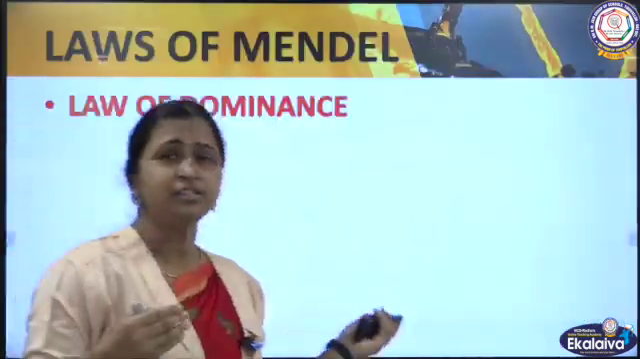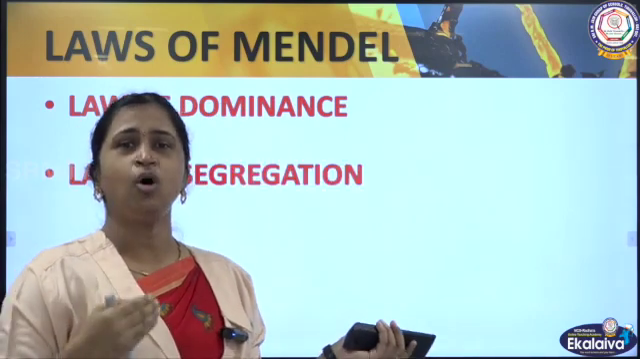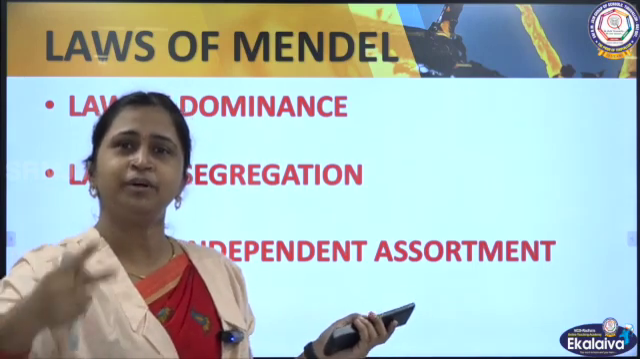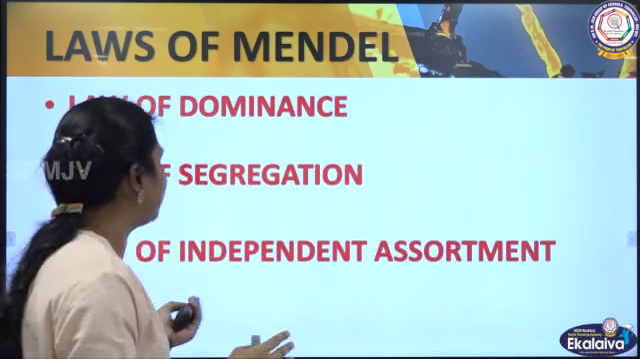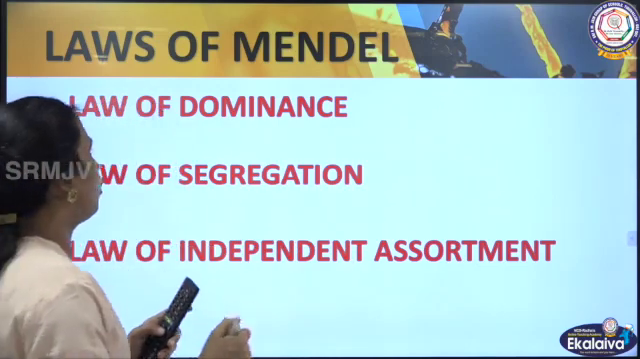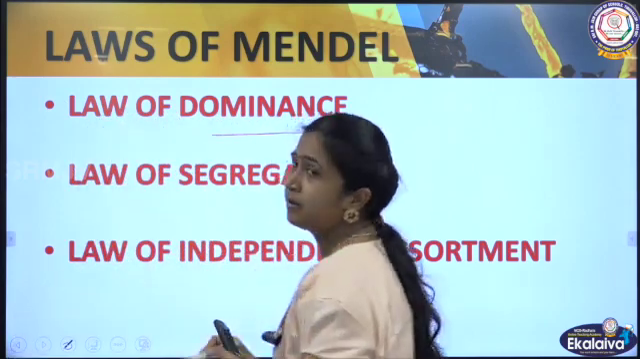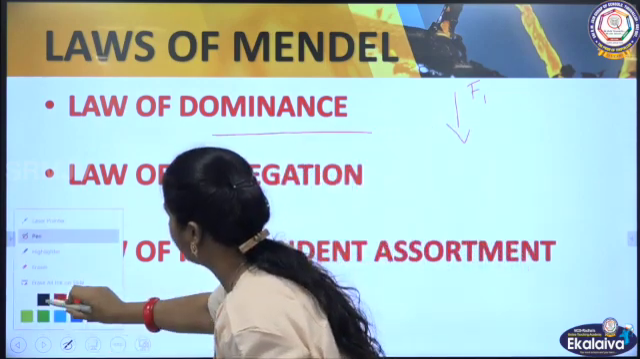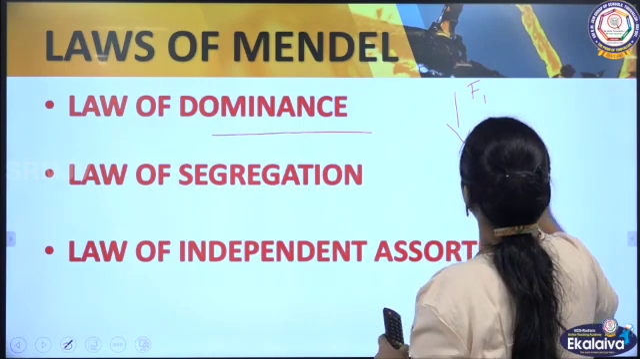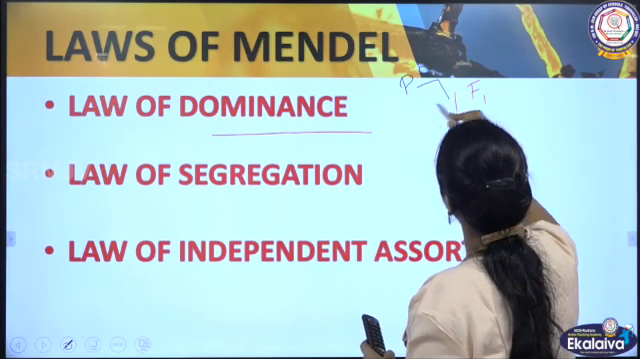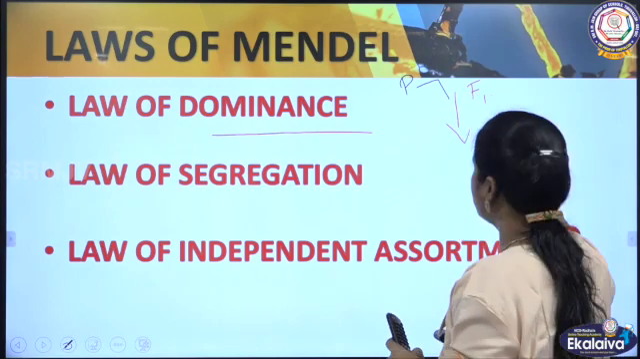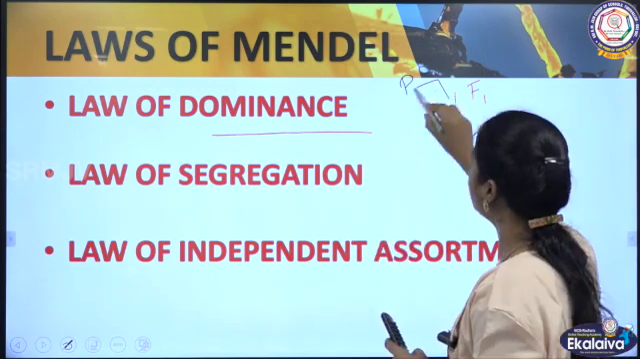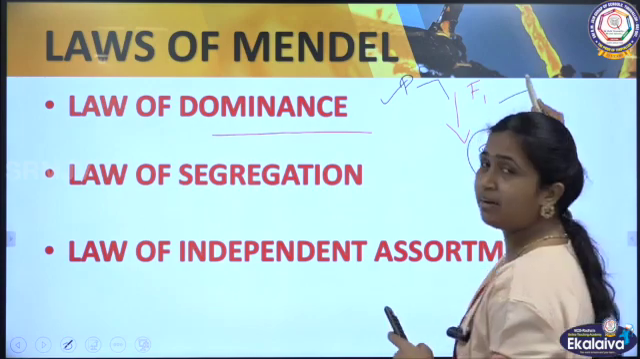So the laws of Mendel: first the law of dominance, then the law of segregation, then the law of independent assortment. 3 laws with 2 different crosses we are going to integrate. First, the law of dominance: only the dominant character will pass from the parent to the F1 generation, and then from F1 to F2 also. But in F2 you can see the recessive character in a smaller percentage.